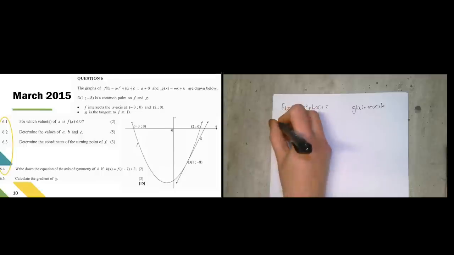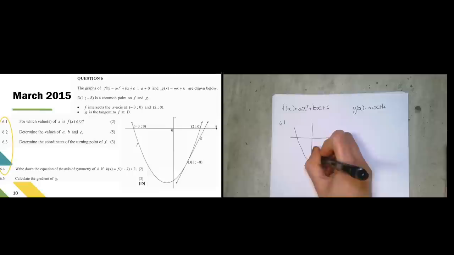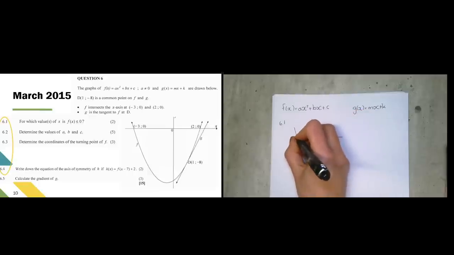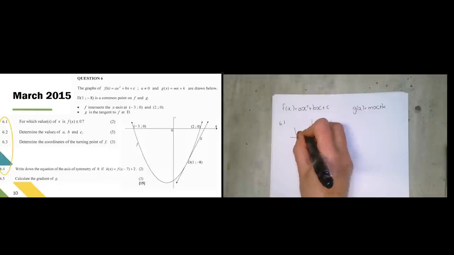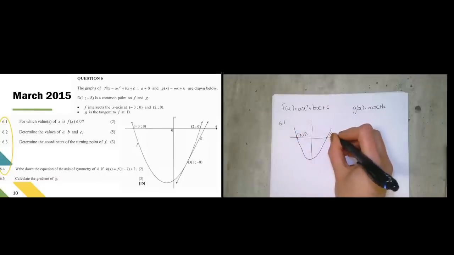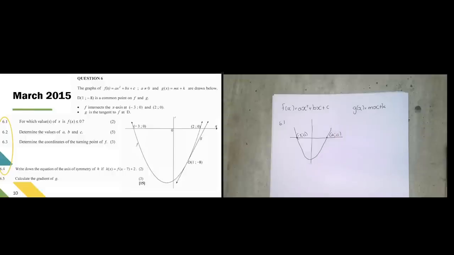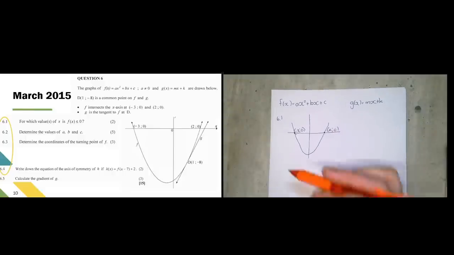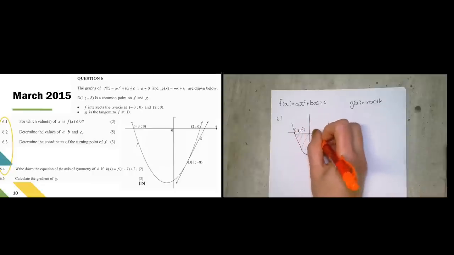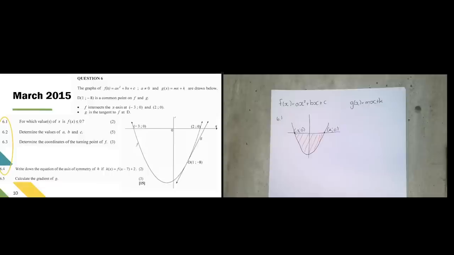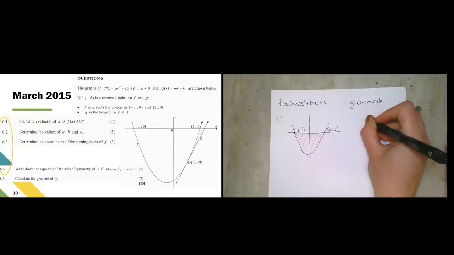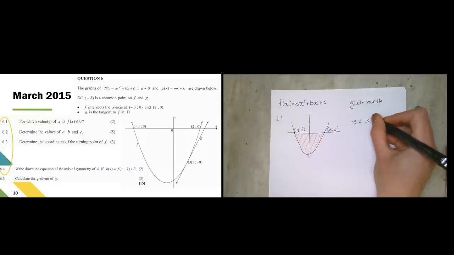The first question, 6.1. For what values of x is f(x) smaller or equal to 0? So if I just do a little sketch here on the side to illustrate it for us quickly. We had our x-intercepts at (negative 3, 0) and at (2, 0). They ask me for what values of x is f(x) smaller or equal to 0. So they're asking where are the y values negative. So that's that section. So it's all the x's between negative 3 and 2. So it's the x's greater than negative 3, smaller than 2.